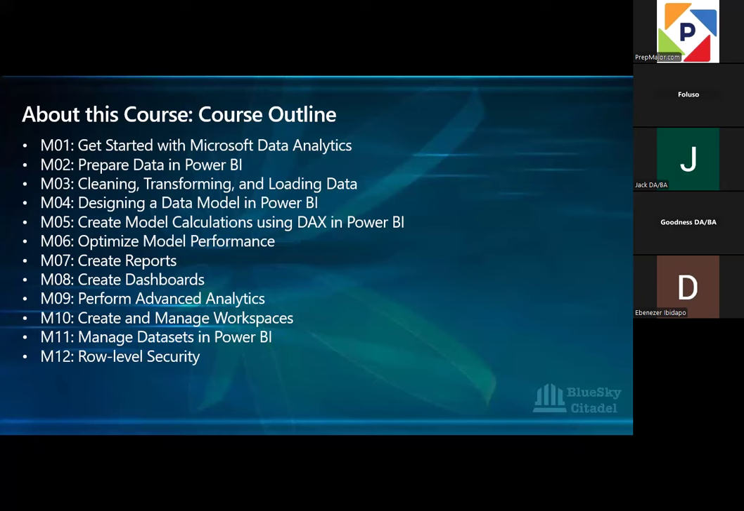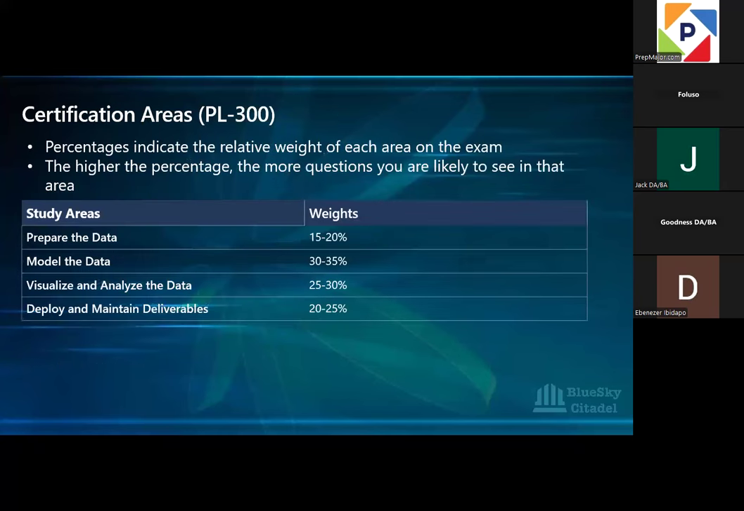Let's move on. So, like I told you, these are certification areas. The certification is PL-300, that's the certificate on Power BI. When you want to write the exam, this is the way they are going to grade you. Anything about preparing the data is going to carry 15 to 20%. Anything about modeling your data is going to carry between 30 and 35%. Can you see the importance of modeling now?